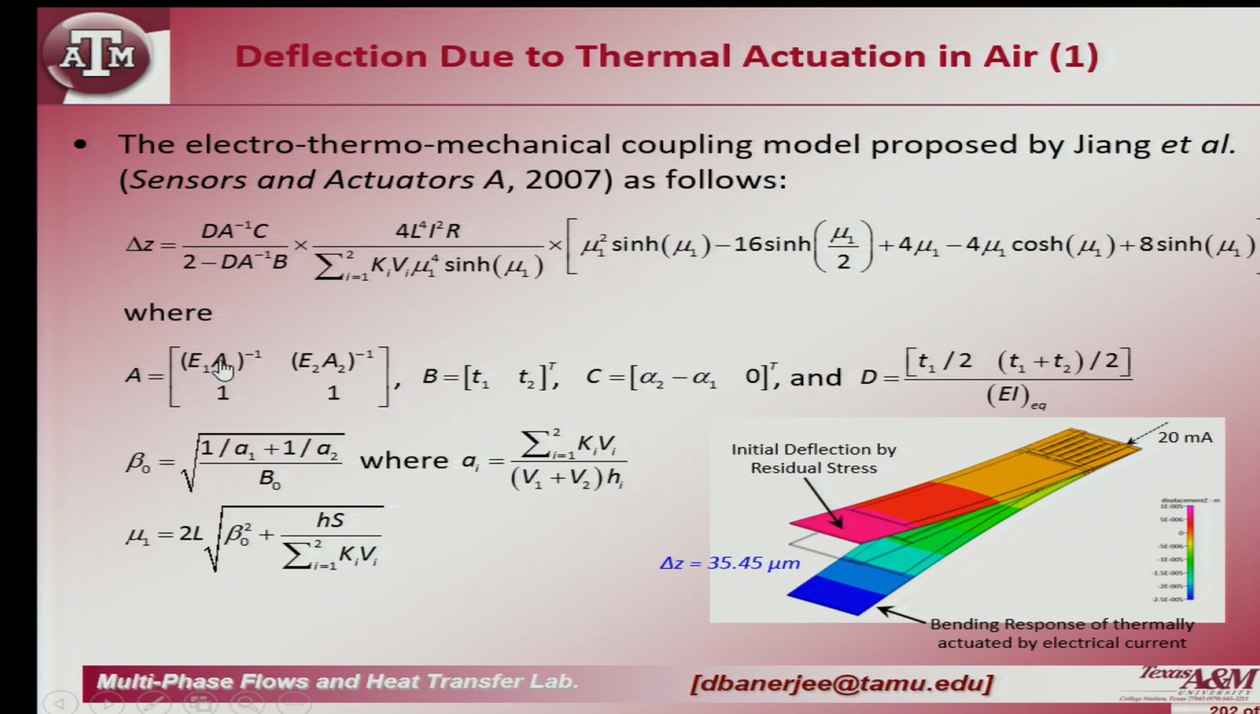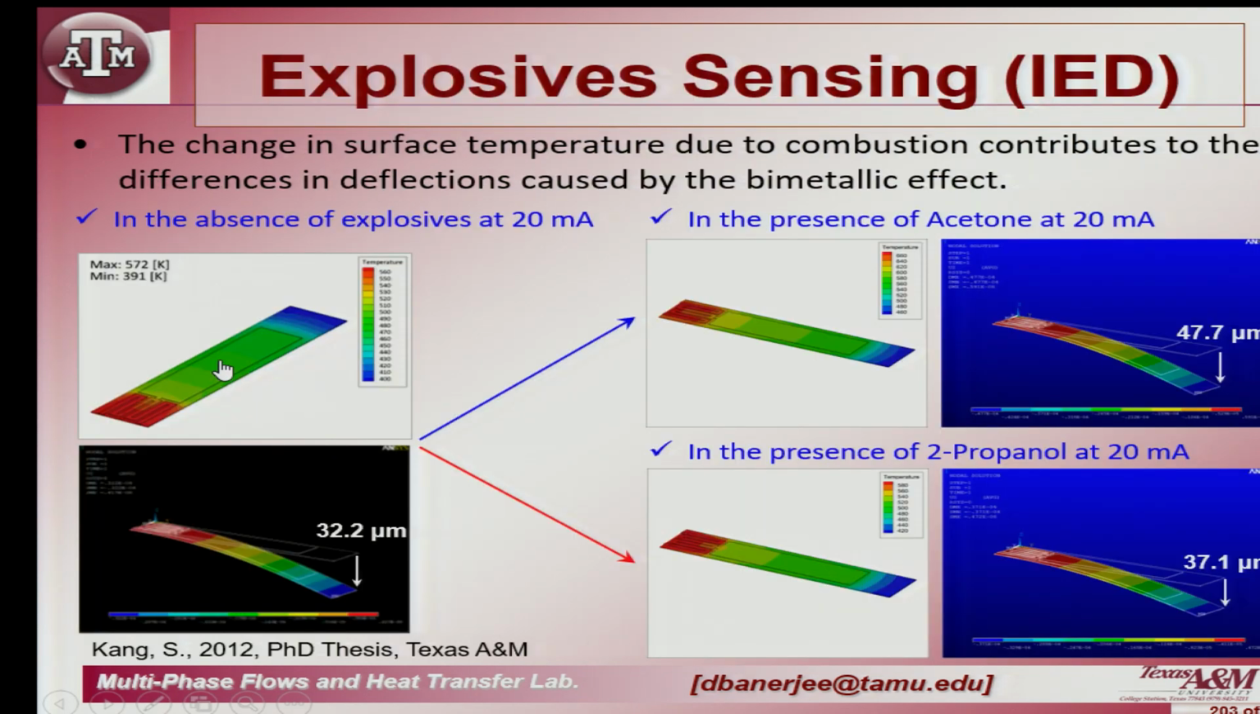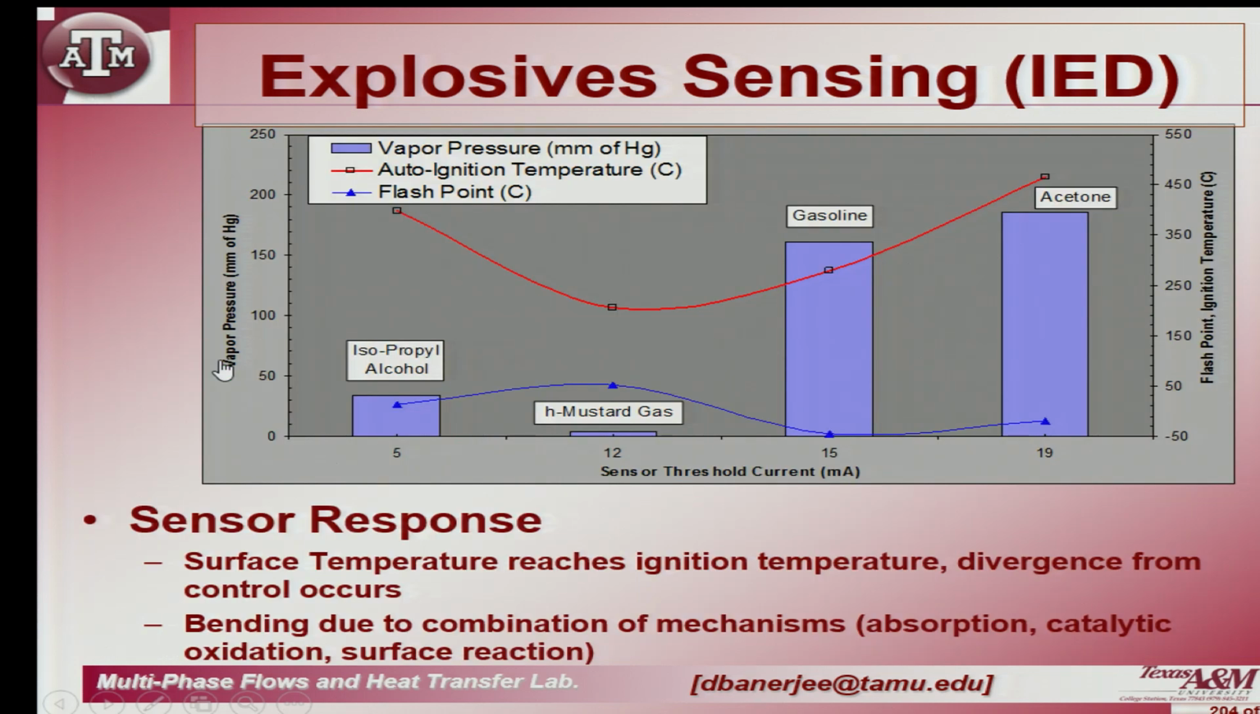We did the model for how much the cantilever, the bimorph, will bend if you heat it up in air, and we were able to predict the amount of bending that we will get, and these models are out there in the literature. There is nothing novel about it. Then we did the same calculation when exposing it to a pure combustible material like acetone, and our prediction said that if you expose this to acetone vapor, the bending will be higher than when you expose it to an alcohol vapor, where the bending will be lower. Based on that prediction, we did our experiments, and we found that the predictions were pretty consistent.